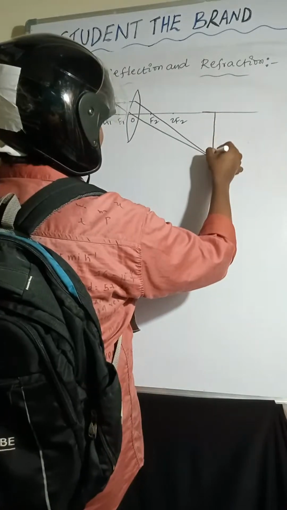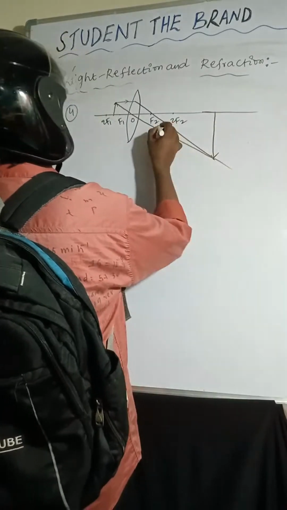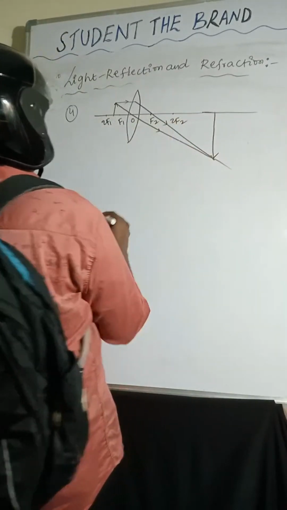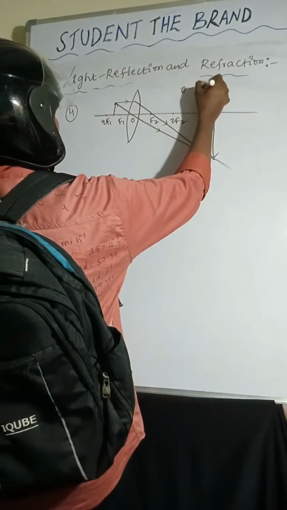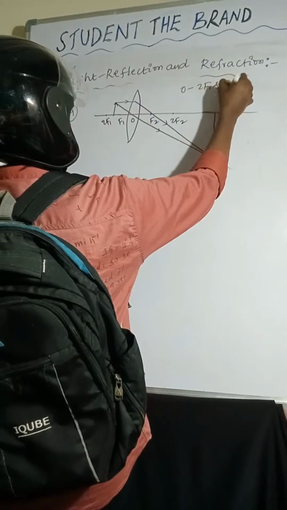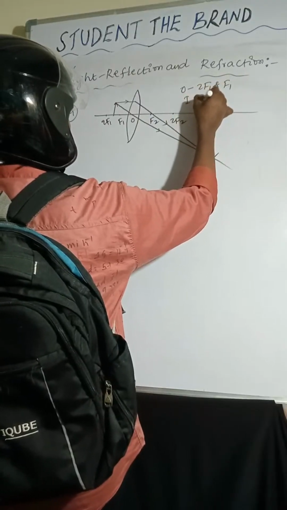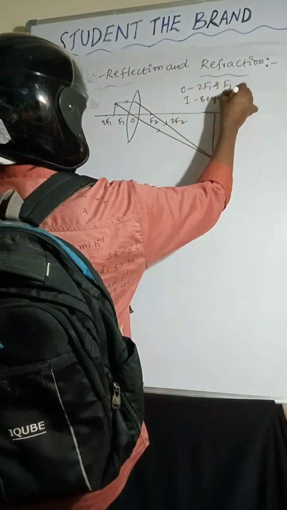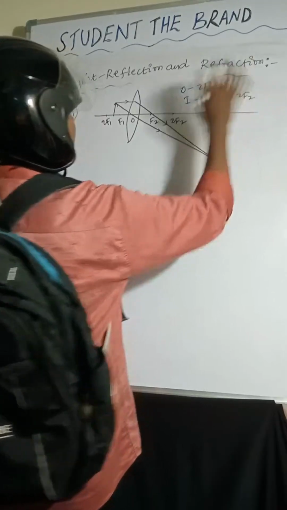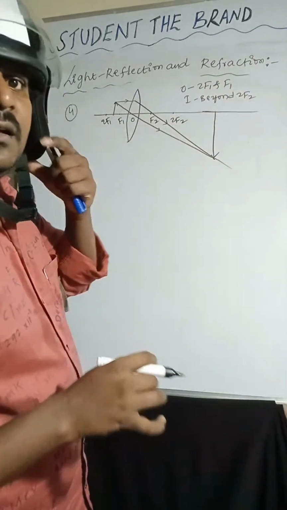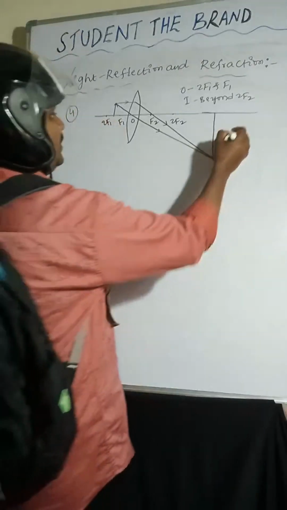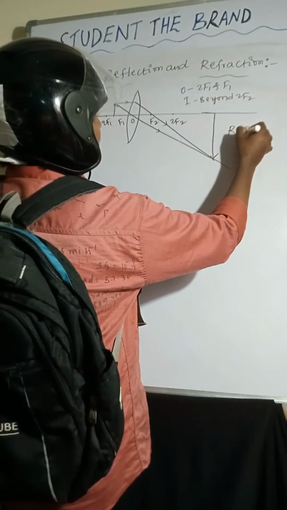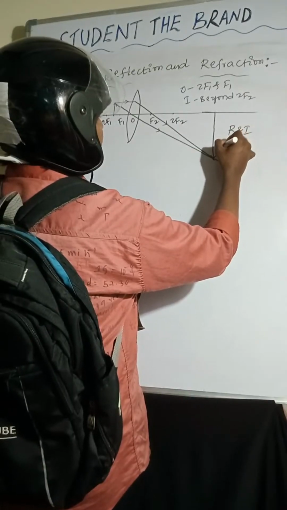So here I am taking... Okay. Object is placed between 2F1 and F1. Image will form beyond 2F2. Nature of the image is real and inverted and enlarged.